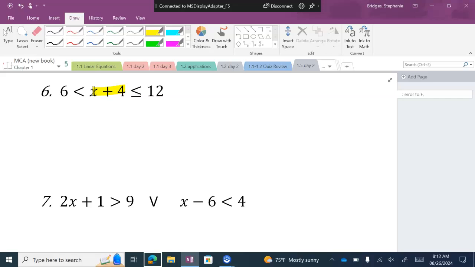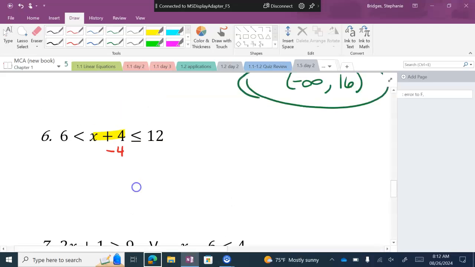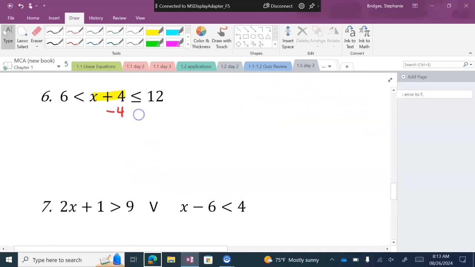I want to end up with x in the middle all by itself. What's next to x right now? The 4. I'm going to get rid of it by subtracting since it's a positive. And if I subtract in the middle, I also have to make sure I subtract on both ends. Okay, so I'm going to have to subtract it from the 6 and also from the 12. So we have 3 different areas here that we're going to have to subtract it from.